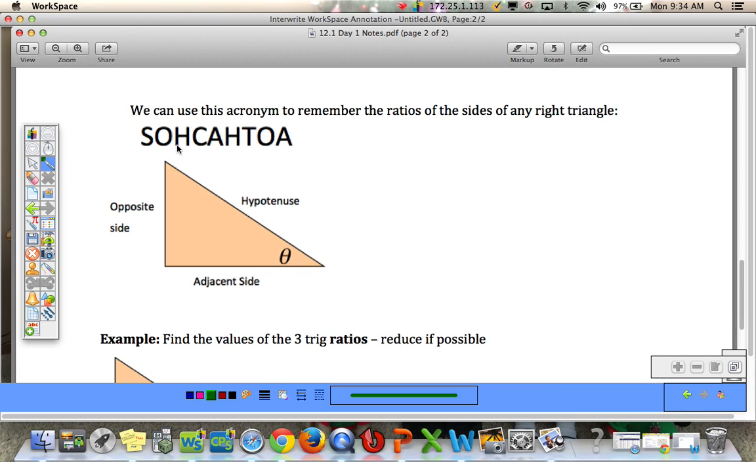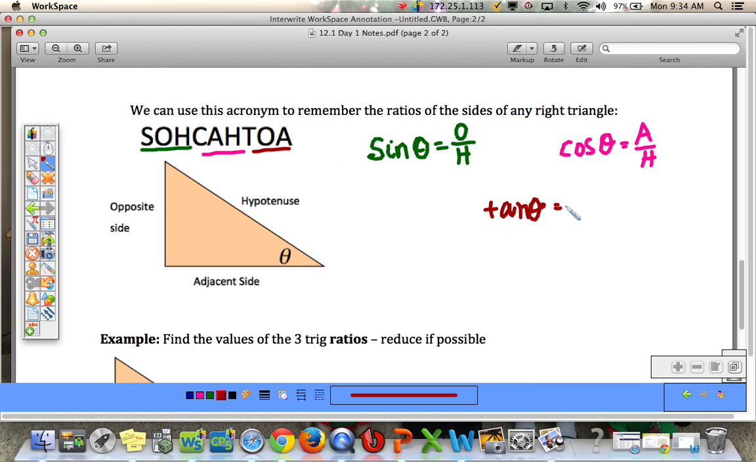S stands for sine, and O and H stand for opposite and hypotenuse. So the sine of theta equals opposite over hypotenuse. So there's SO. For the CAH, it's cosine. Cosine of theta, which is just an angle, equals adjacent over hypotenuse. And tangent of theta just describes the relationship opposite over adjacent. So if you can remember SOHCAHTOA, it tells you how to set up the fraction, and then you can solve.